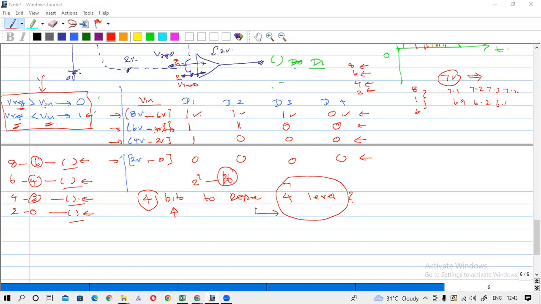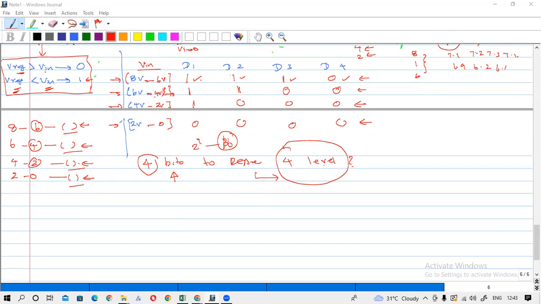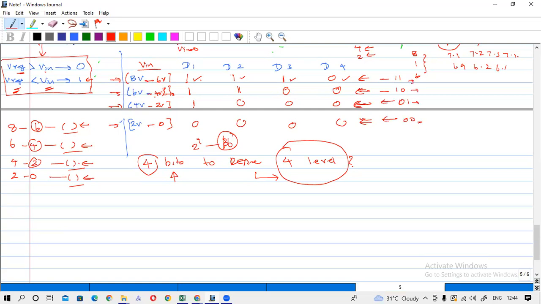Okay, then tell me how many bits we need. Very simple question. Yeah, 2 bits. So we can represent this 4-level combination using 2 bits. Like this, you can represent this by 1 1. You can represent this one by 1 0. You can represent this using 0 1, and you can represent this using 0 0. So you have only 2 bits to represent this level.